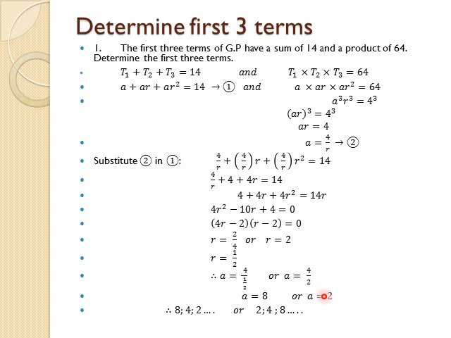Therefore, the first three terms: A is 8, 8 multiplied by half gives me 4, times half gives me 2. Or if my first term is 2, 2 times 2 gives me 4, 4 times 2 gives me 8.